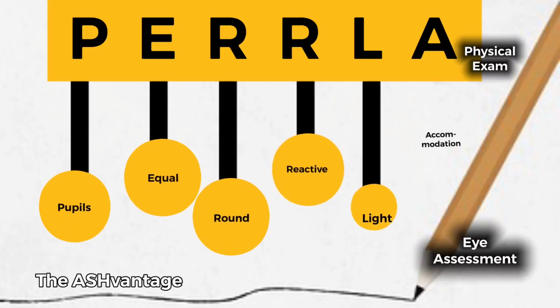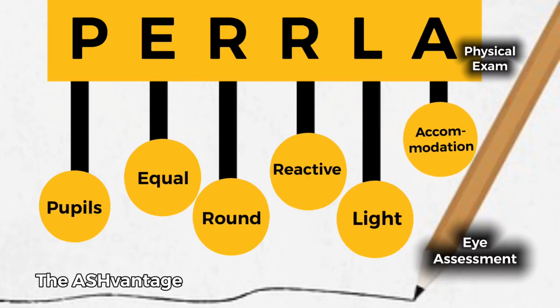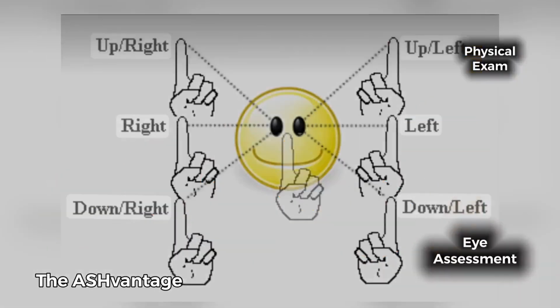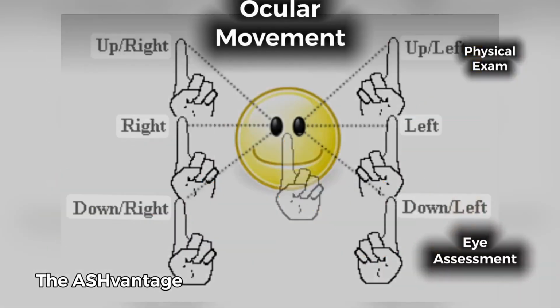Now that would be PERRLA: pupils are equal, round, reactive to light and accommodation, if they're all positive.